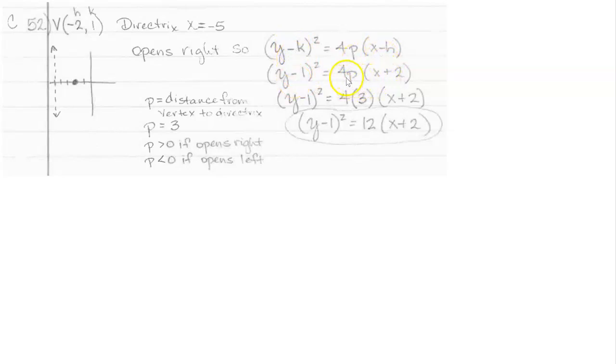And now all we need to do is just find our p value to fill in here and we'll be finished. So p is the distance from the vertex to the directrix, or from the vertex to the focus. I don't know anything about the focus, but I do know the distance from the vertex to the directrix was 3. So p is 3. And to know if it's positive or negative, if it opens right, it's positive. If it opens left, it's negative. So ours is going to be a +3. So 4 times 3 is going to give us 12 for this value. And so now we've got our entire equation.